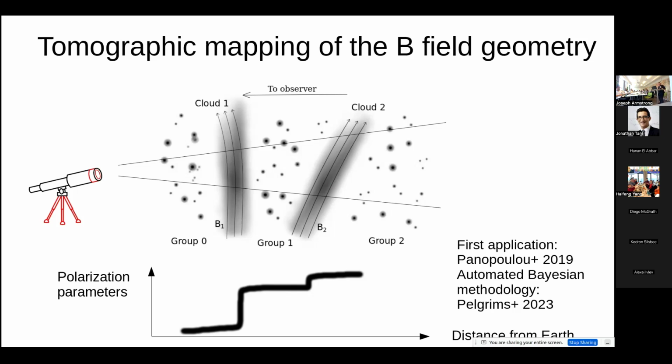So in this very fortunate situation, we can try to isolate stars at different distances that probe different dust structures and see what their polarization is telling us about the magnetic field.